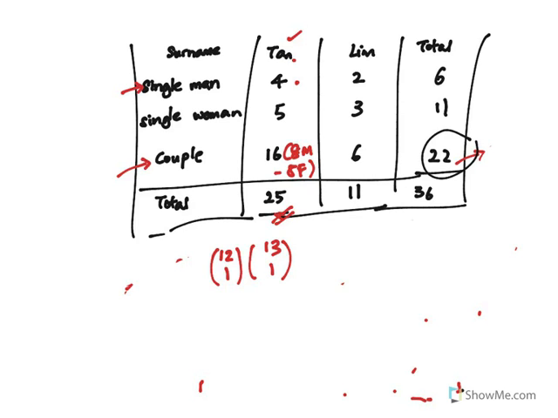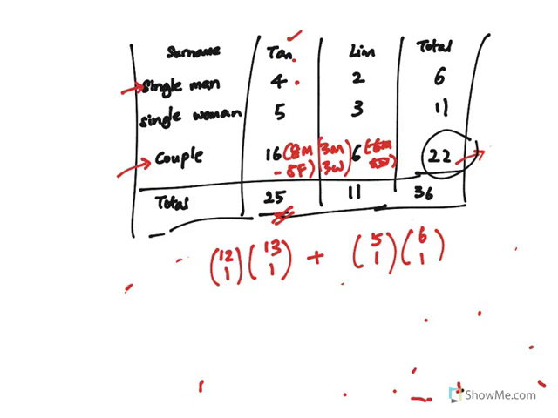Right, so this is for the Tan side. How about the Lim side? On the Lim side, you can see there are 6 couples, so 6 men and 6 women, 3 men and 3 women. How many men with surname Lim? In total I have 5 men: 3 married, 2 single. How many women with surname Lim? I have a total of 6.